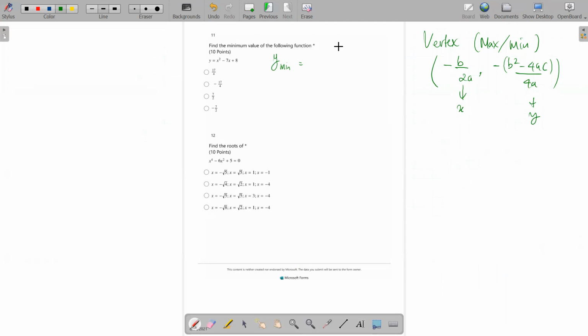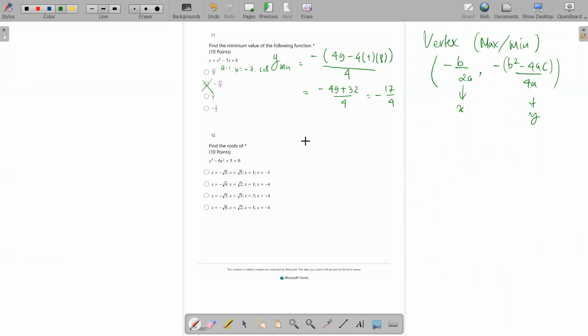So y is minus b squared minus 4ac over 4a. So let's figure this out. A is 1, b is negative 7, and c is 8. So minus b squared, the square of negative 7 is 49, minus 4 times 1 times 8, over 4a, so over 4. Therefore we will get minus 49 plus 32 over 4. So it is minus 17 over 4. Right, minus 17 over 4. So this is the right answer.